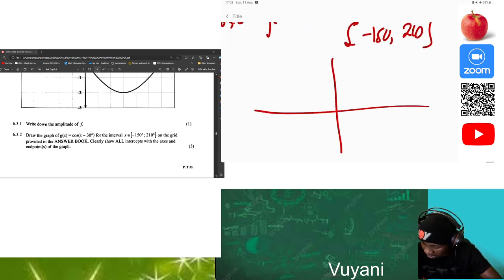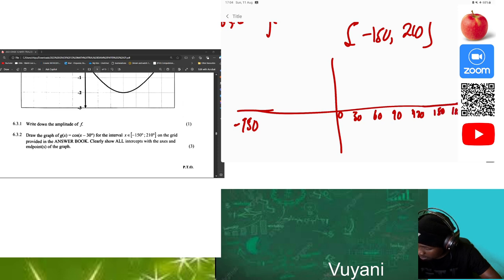Then we plot our function starting at negative 150. Then maybe we can use steps of 30. So negative 150, and then we're going to have 0, 30, 60, 90, 120, 150, 180, to 210. And on the negative side, negative 30, negative 60, negative 90, negative 120, negative 150. So these will be the corners.